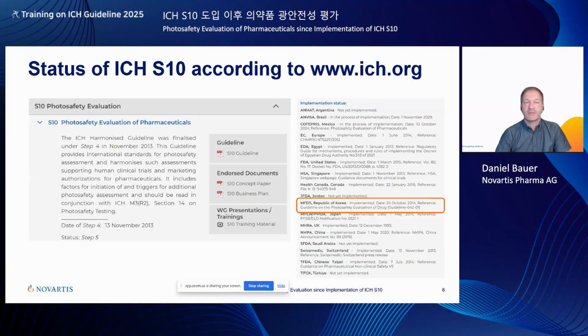This is a snapshot from the ICH S10 homepage, so at ich.org. And there is a section where also the status of implementation for Korea is mentioned on the right-hand side.